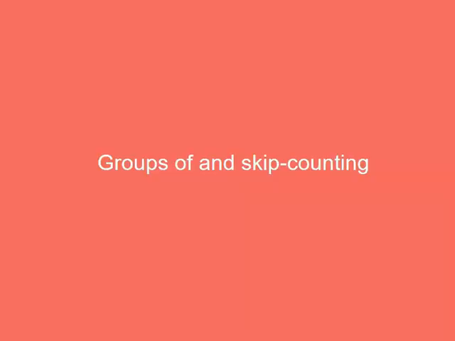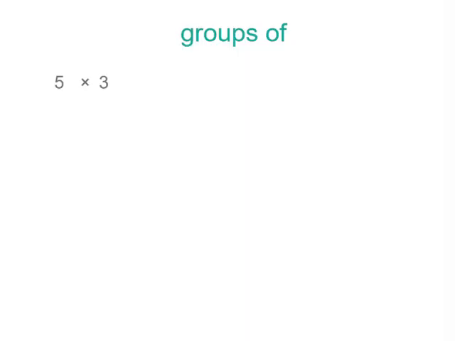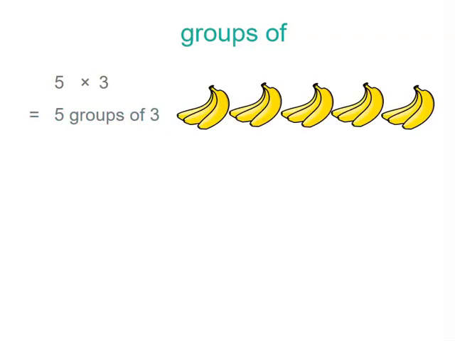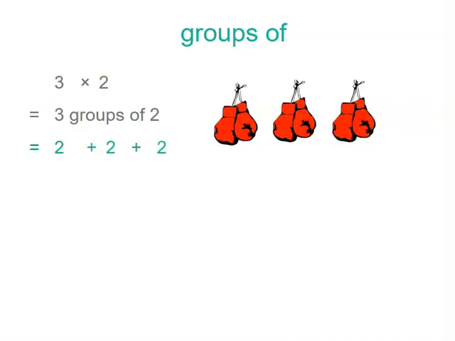Groups of, or multiplying, can be done with skip counting. 5 groups of 3 means we could count by 3s. So imagine groups of 3 bananas, and there are 5 of them. We can count by 3s. 3, 6, 9, 12, 15. So there are 15. 5 3s are 15.